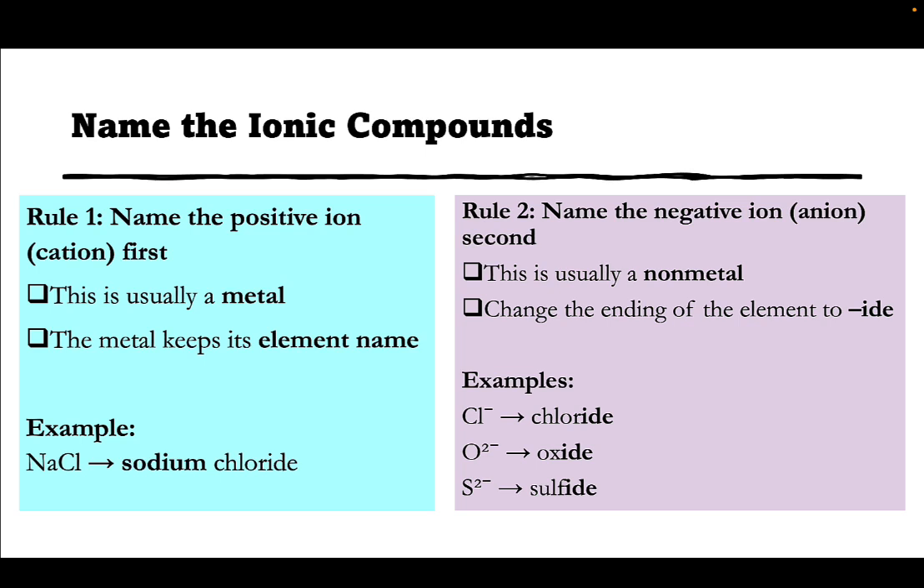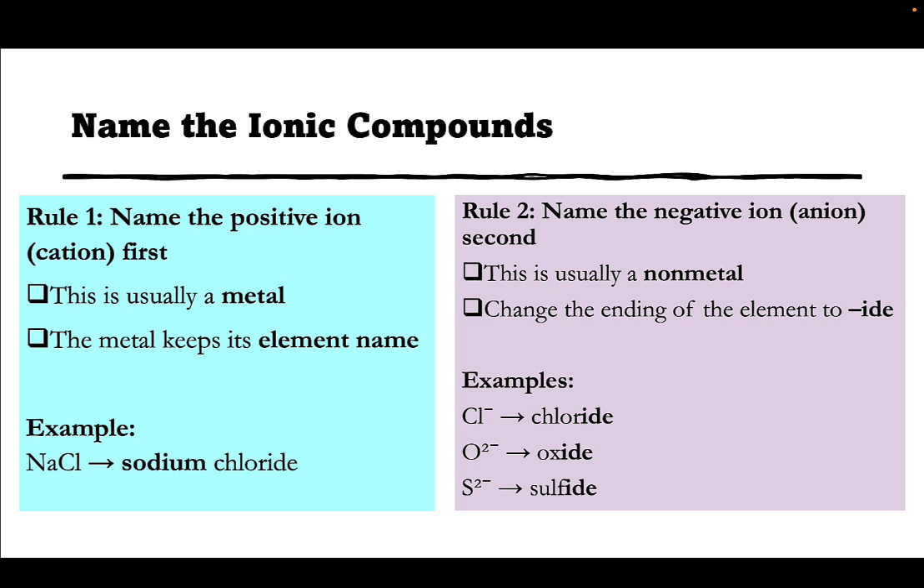So the naming is pretty straightforward. We're really just focusing on what the two ions are. So the first thing we want to do is name the positive ion first. This is usually the metal. So if we have NaCl, we say, Na, that's sodium, Cl is chloride, sodium chloride. We don't mention the number, we don't mention anything like that. And that's the second thing that we do. We name the negative ion second, and it's usually a nonmetal. We change the ending to "-ide", and there we are.